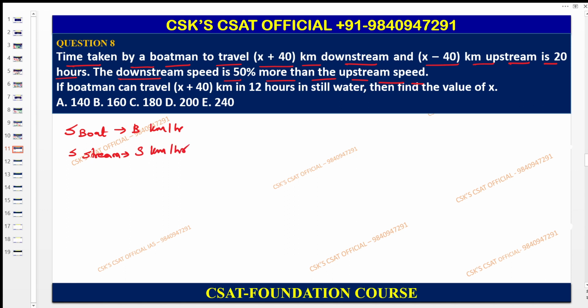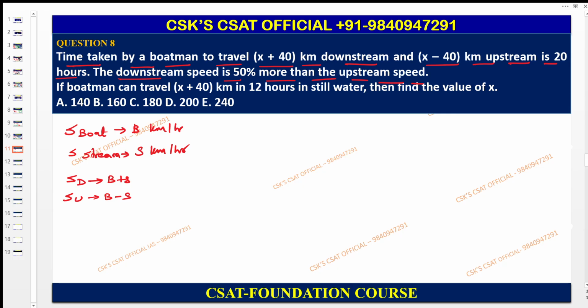Here, the time taken by a boatman to travel x plus 40 kilometer downstream and x minus 40 kilometer upstream is 20 hours. The downstream speed here is 50% more than that of the upstream speed.